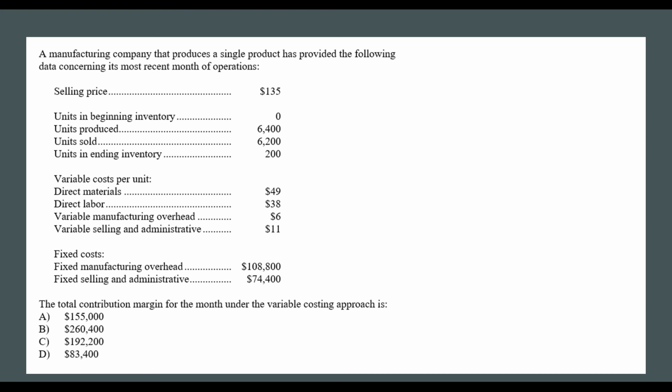And the company had incurred the following fixed costs. For your fixed manufacturing overhead, it's 108,800, and for your fixed selling and administrative, it's 74,400. So the question here is, what is the total contribution margin for the month under the variable costing approach?